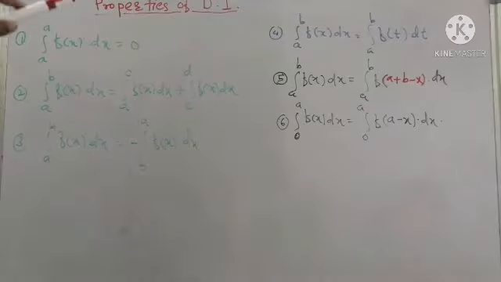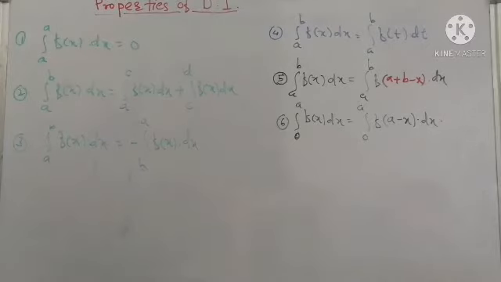The first property says that if both limits, upper limit and lower limit, are the same, then the integral always has a value equal to 0. See the simple property: as the upper limit and lower limit are the same, the upper value and lower value are equal. As we take the subtraction of both, the subtraction will be 0. That means the value of the integral will be 0.